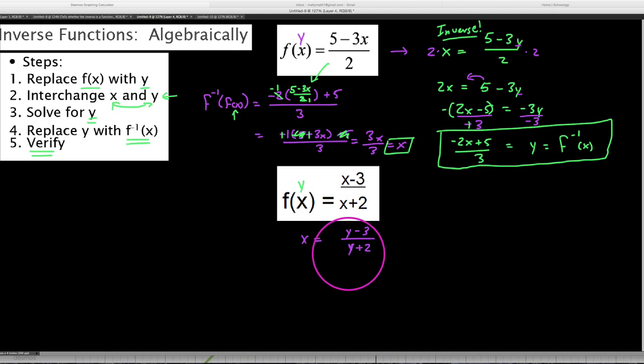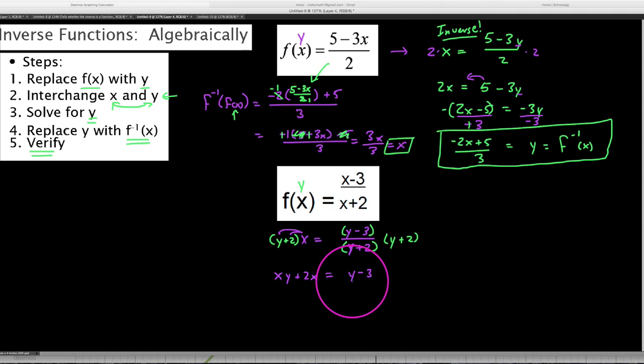So here's where the tricky part comes in. The fact that I have y's in both places and I want to solve for y means we're going to have to use some algebraic sleight of hand. So what I mean is we're going to multiply both sides by y plus 2. This is the technique. And what we get is xy plus 2x. I just went ahead and distributed this here. And on the right side, we're left with y minus 3.